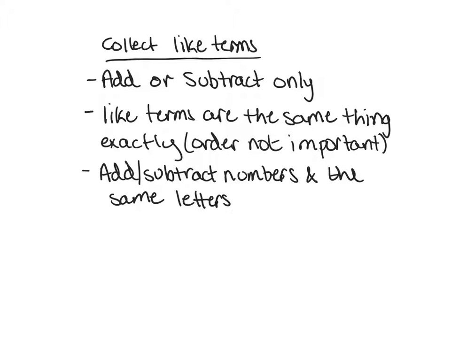Hello everybody, what we're doing here is collecting like terms. Now collecting like terms is mathematically what we do when we have a series of terms all put together in a row and they're added or subtracted. Now you can only collect like terms if they're added or subtracted. And like terms are the same thing exactly.